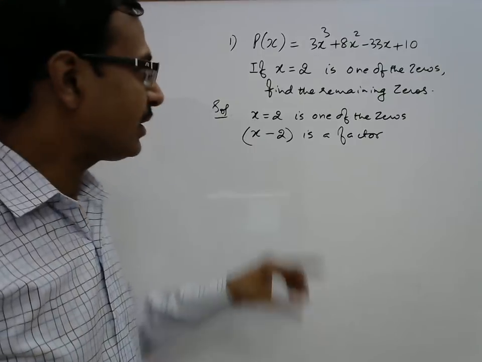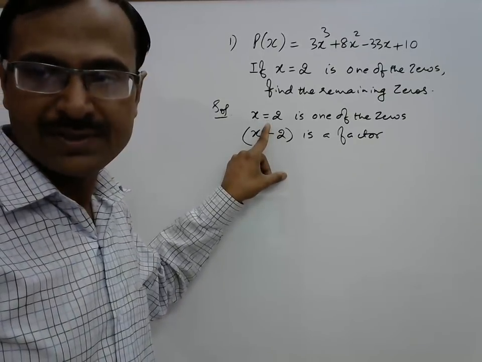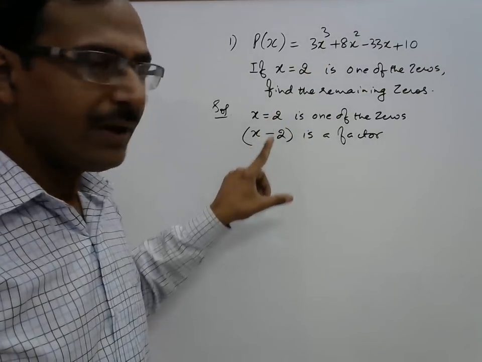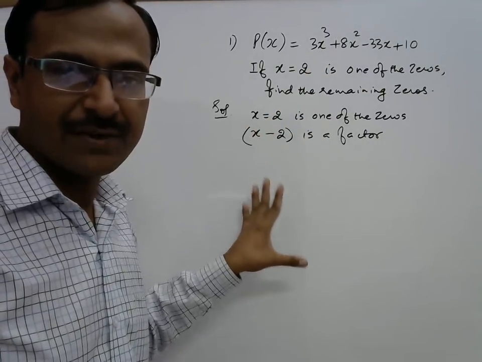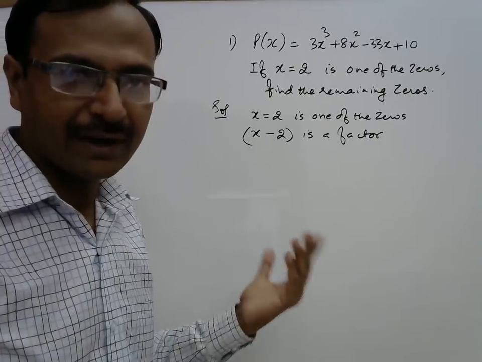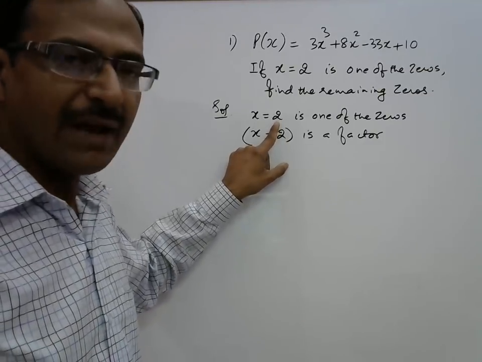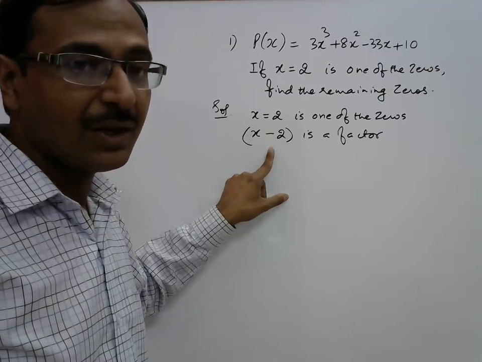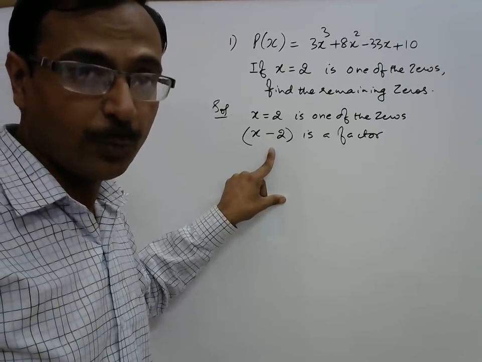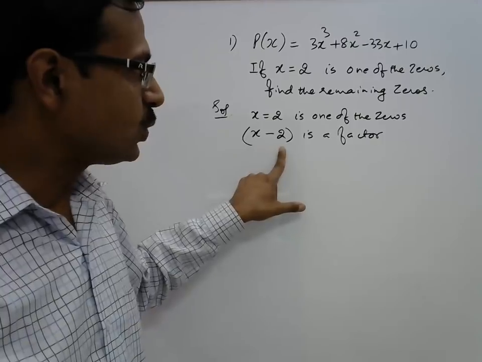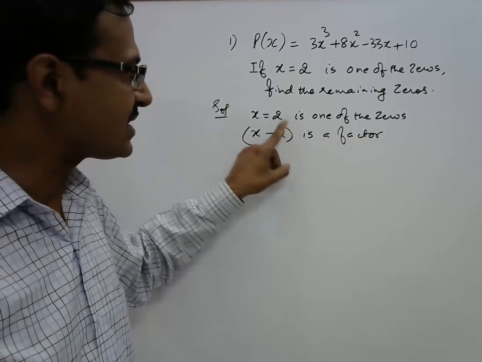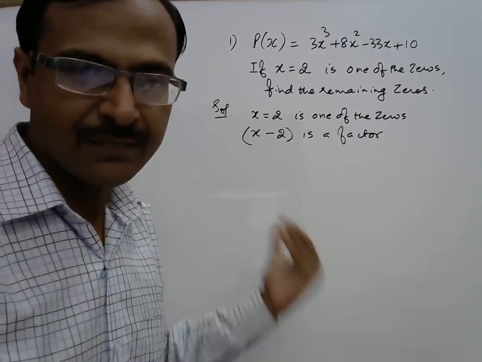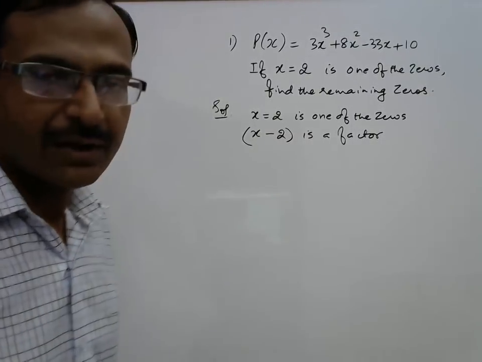You have to convert the given value, the zero of this polynomial, into a factor. Just see the difference between a zero and a factor. A zero is a value and a factor is not a value, it is a binomial. So x minus 2 is a factor. You have to just change the sign to bring it on the left hand side. So x minus 2 is a factor.